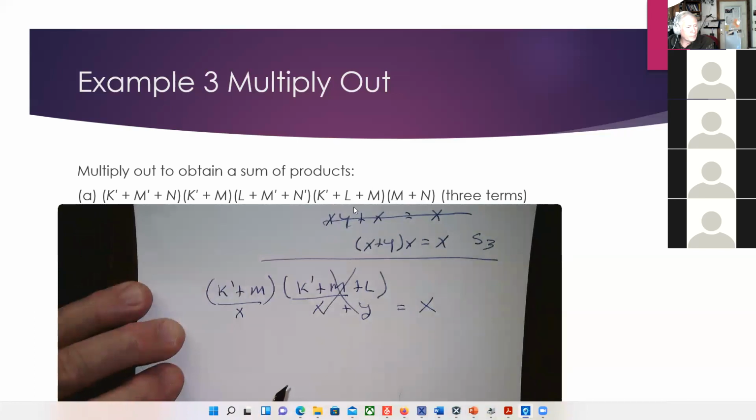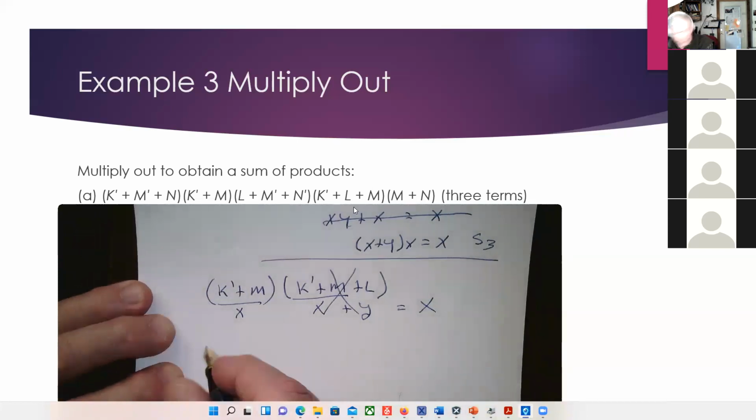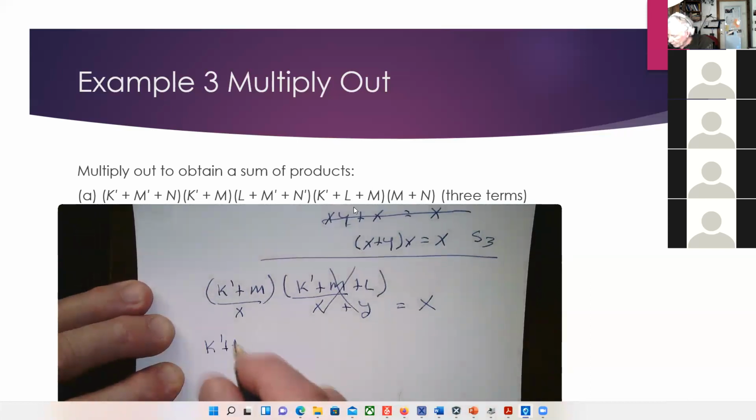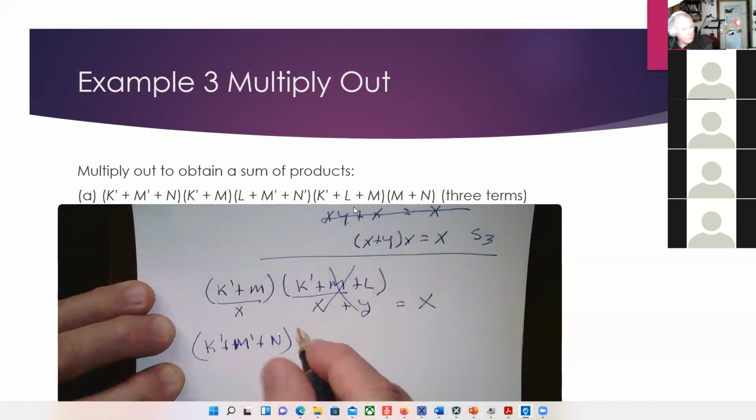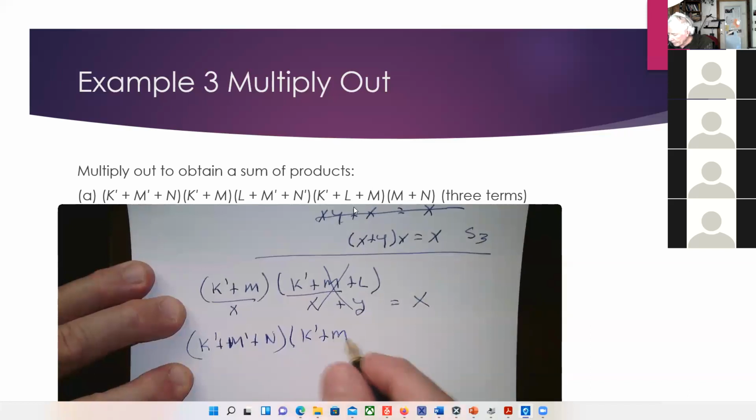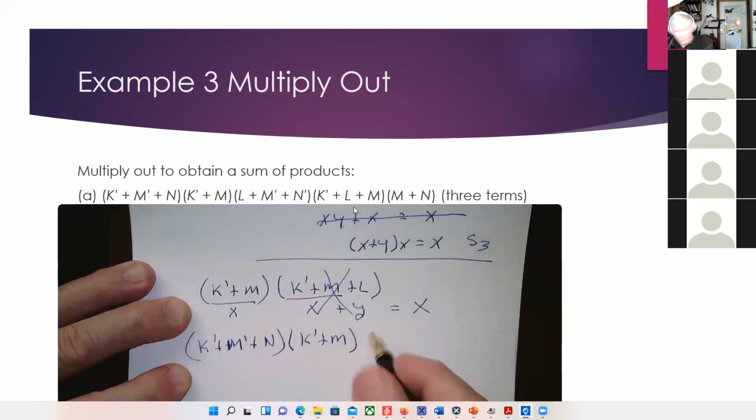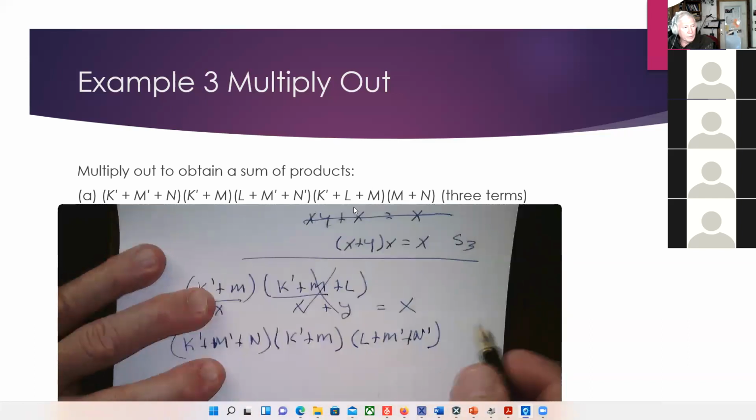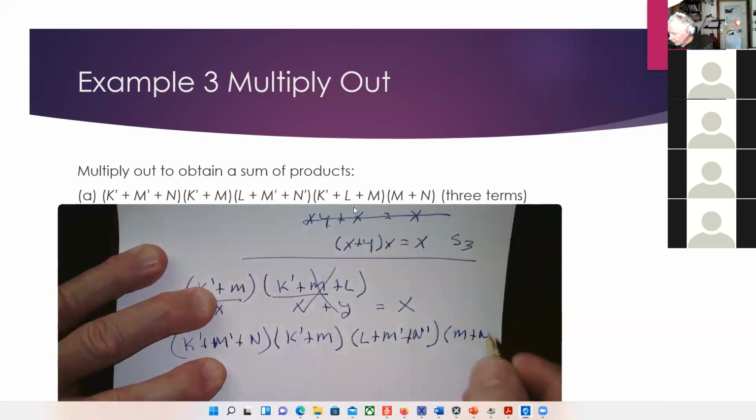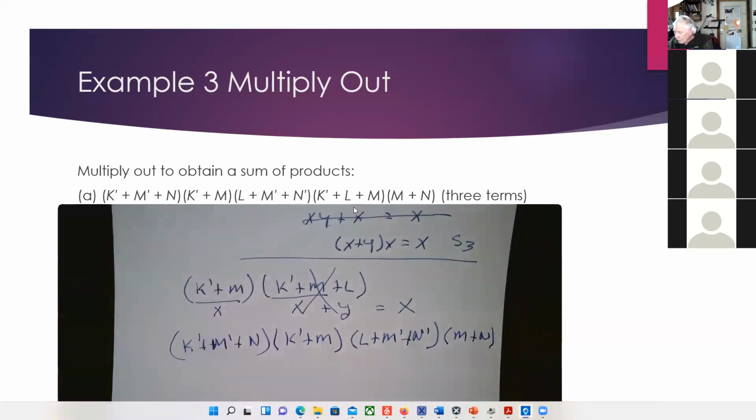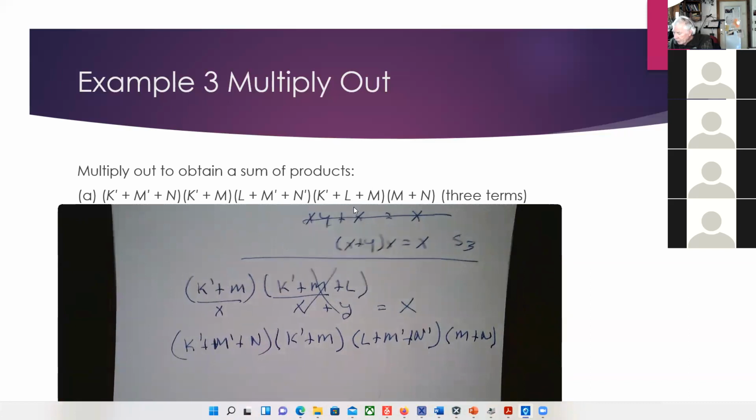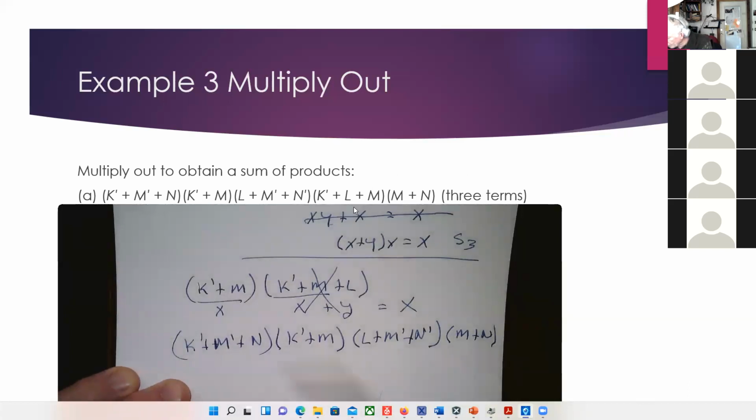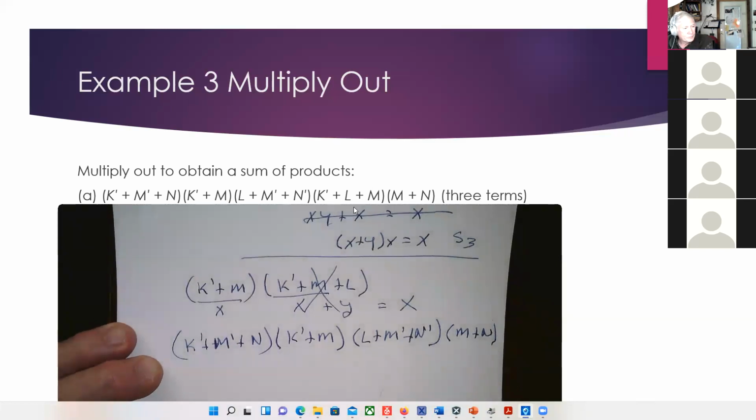Does everybody see that? So now we can rewrite it. K prime plus M prime plus N times K prime plus M, our term here, plus this term, L plus M prime plus N prime. Then we drop that term, and then we just have M plus N, M plus N. All right, now I don't really see any other applications we can make, but now we're down to 4 terms. So we've saved ourselves a little grief. All right, now what do you want to do?